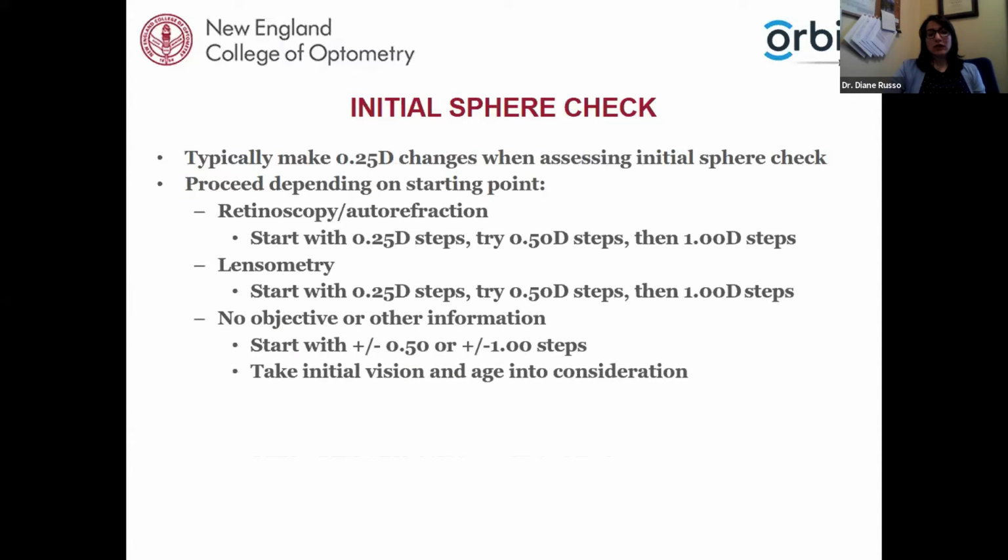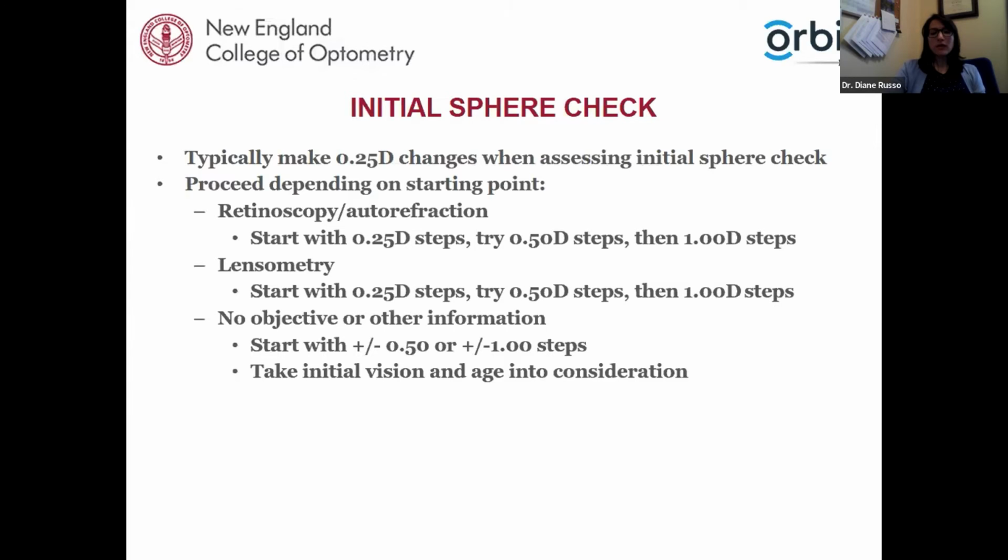If you're starting from scratch, like I said before, so you don't have any other objective information, you don't have a retinoscope handy, you don't have an autorefractor, the patient doesn't have glasses, here you'd probably want to start with larger steps to begin with. But the important piece that you want to take into account is the initial vision of the patient and their age.